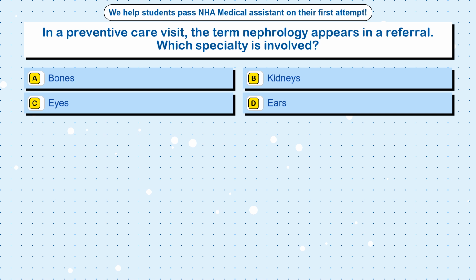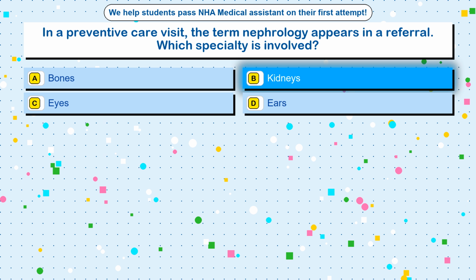Question 25. In a preventive care visit, the term nephrology appears in a referral. Which specialty is involved? Option A, bones. Option B, kidneys. Option C, eyes. Option D, ears. The correct answer is option B, kidneys.